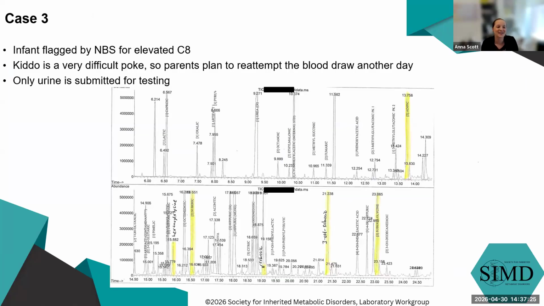All right, case number 3. This was an infant who flagged newborn screen for elevated C8. And this kiddo was a very difficult blood draw. Fortunately, they got urine, so they went ahead and they submitted that urine sample, planned to come back to outpatient phlebotomy another day for a redraw attempt. So we only had urine.